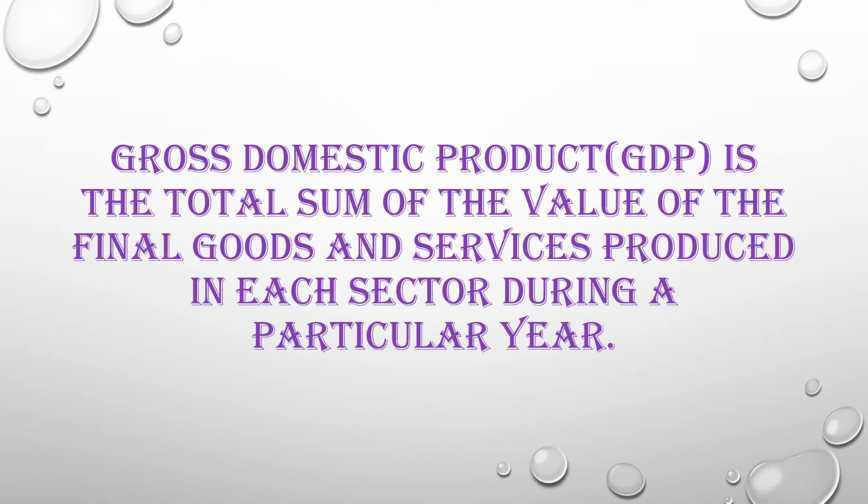Now, what is GDP? GDP, gross domestic product. The short form of gross domestic product is GDP. GDP is the total sum of the value of the final goods and services produced in each sector during a particular year. So, if the question is what is GDP, you can write this definition also.